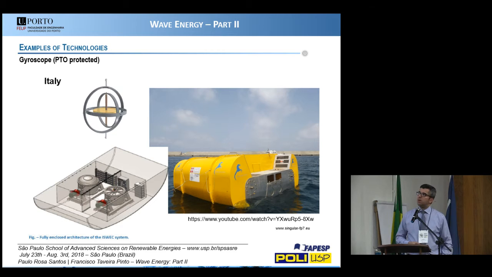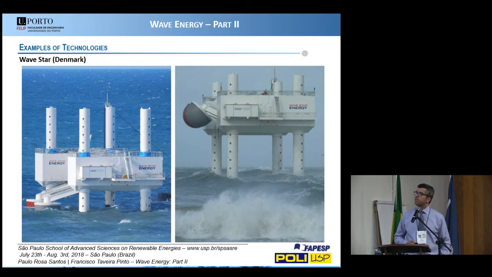Here a similar concept, at least they share some characteristics, but in this case a gyroscope is used, so a more complex system. This is being developed by a team from Italy. We have here the Wave Star. It is a concept similar to the one that was tested here in Brazil, but not exactly the same. In this case, we have some floating bodies connected by these articulated arms to a fixed structure. So the wave passes through the structure and those floaters move up and down, and it's possible to harness energy.